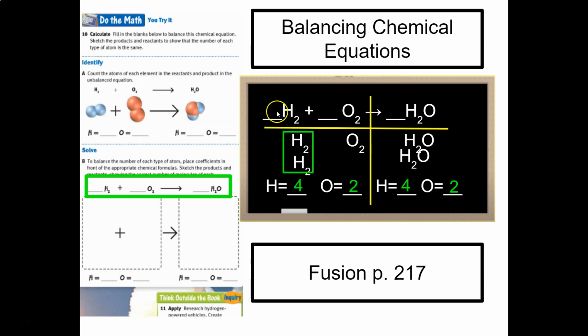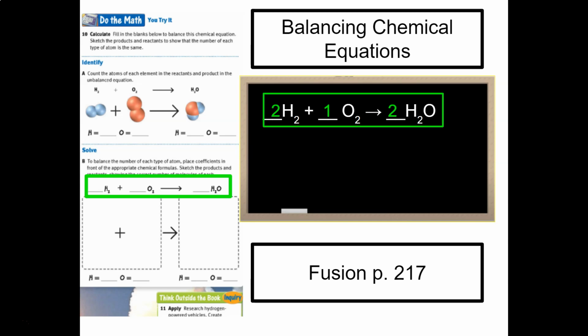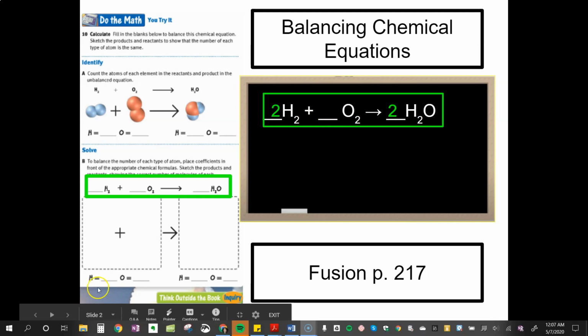To put our coefficients in, we count how many molecules, not how many atoms now. The coefficient tells how many molecules. How many hydrogen molecules? 1, 2. How many oxygen molecules? Just 1. How many water molecules? 1, 2. So there's our balanced equation. Do we need the 1? We don't really need it.